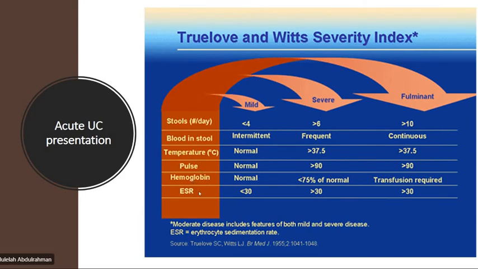Now we introduced CRP together, and we combined the stool with the blood. So this is the new version of the Truelove. We call it modified Truelove. So it's still 6, but instead of saying blood alone and stool alone, we're saying bloody diarrhea.